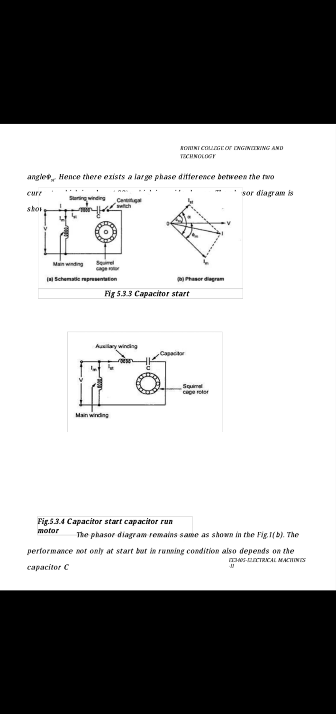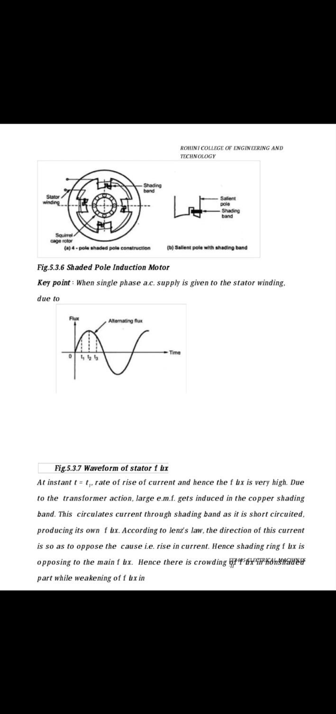Next one is the capacitor start induction motor. The construction of this type of motor is similar to the resistance split phase type. The difference is that in series with the auxiliary winding, a capacitor is connected. The capacitive circuit draws a leading current. This feature is used to increase the split angle alpha between the two currents Im and Ist.